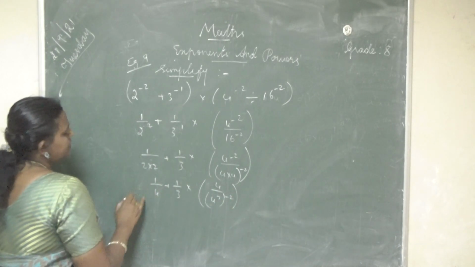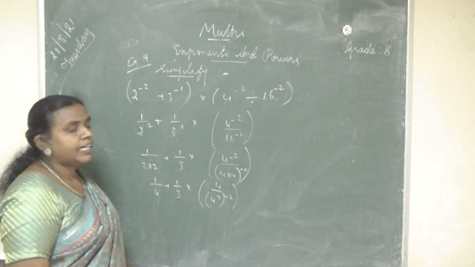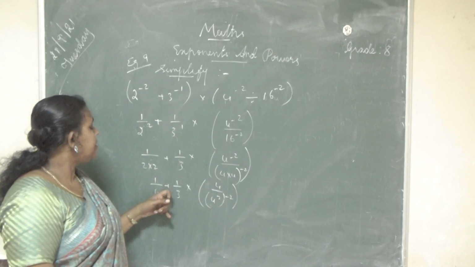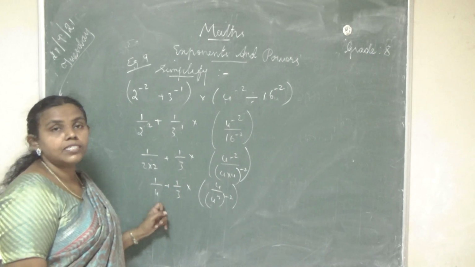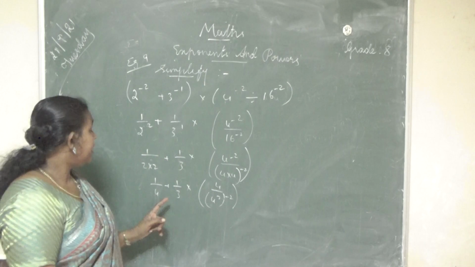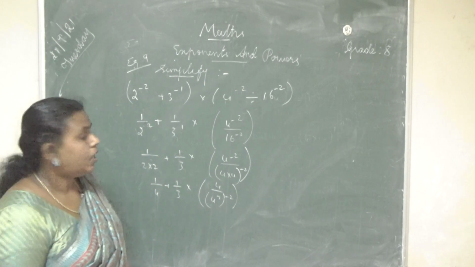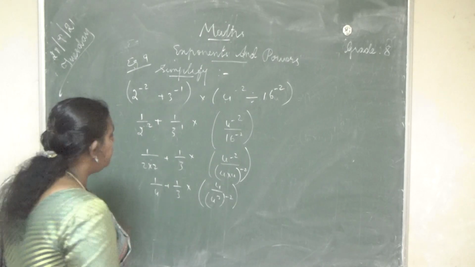So next step, 1 by 4 plus 1 by 3. Here we have to add. If it were multiplication, I would write 1 by 12, since 1 into 1 and 4 threes are 12. But here it is 1 by 4 plus 1 by 3. So what should I do? I should add. So can I add 1 by 4?